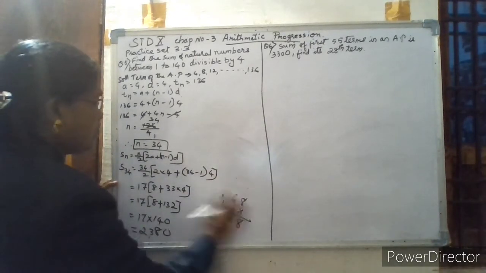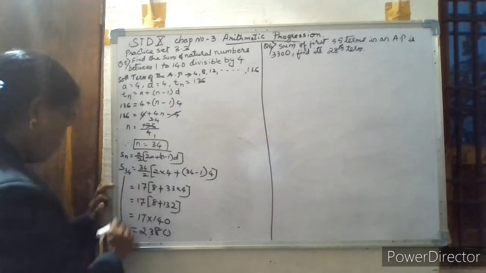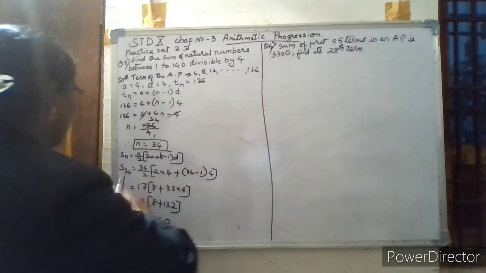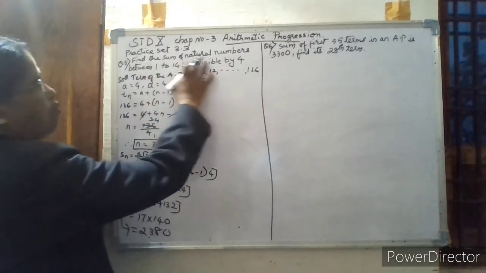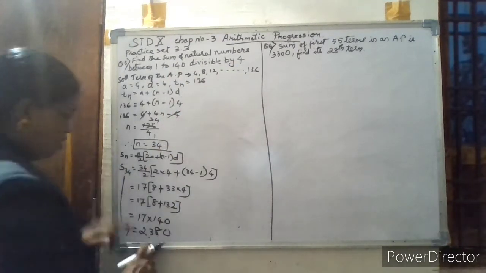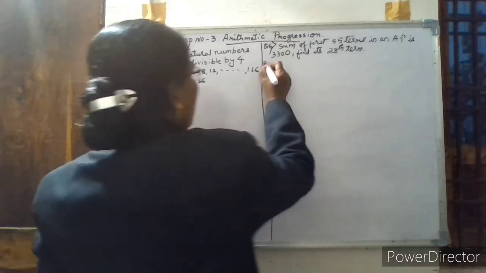That is the sum of 34 terms. Therefore the sum of natural numbers between 1 to 140 divided by 4 is equal to this. You will write the concluding answer. Now come to this question.